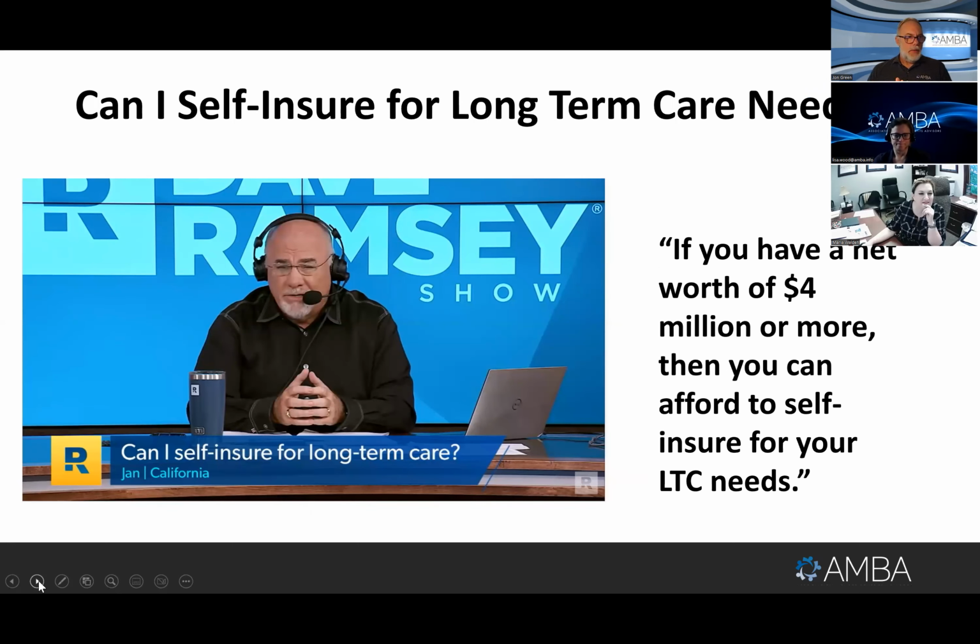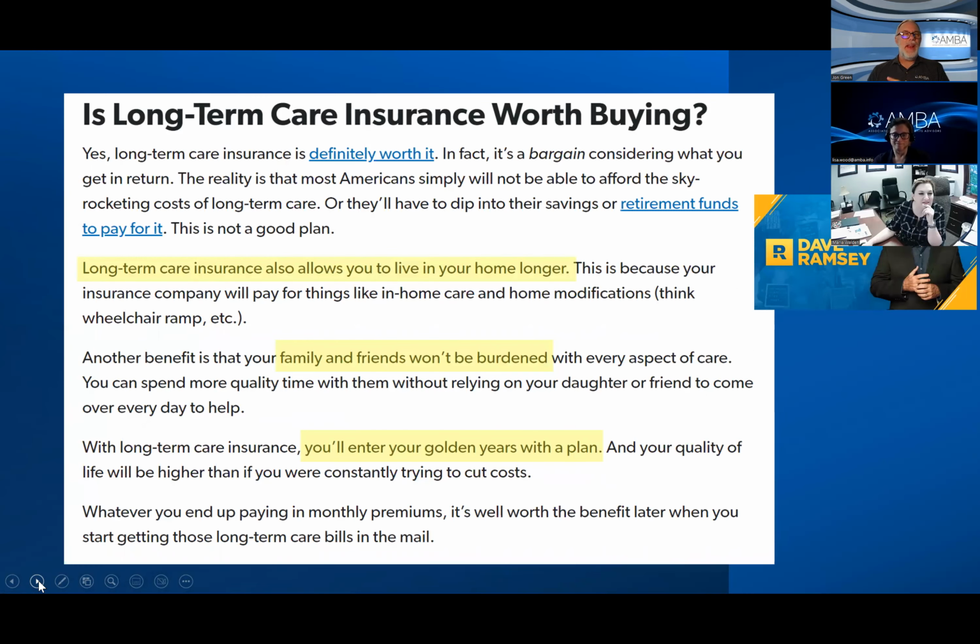I'm a big Dave Ramsey fan. Took his class in church here a few years ago, and he talks about, well, I'll just pay for it out of my own pocket. And he says, if you've got a net worth of $4 million or more, then you can afford self-insurance for your long-term care needs. But Dave's a big proponent of long-term care because it allows you to have control over how you live. And that's really what we want to do.